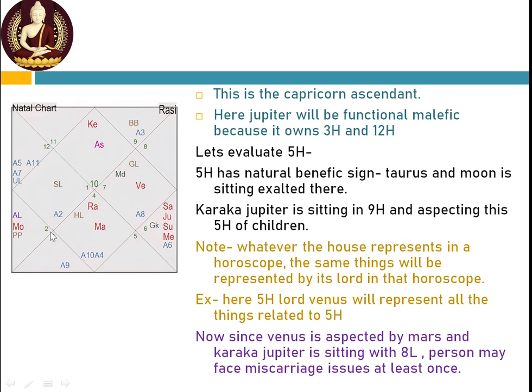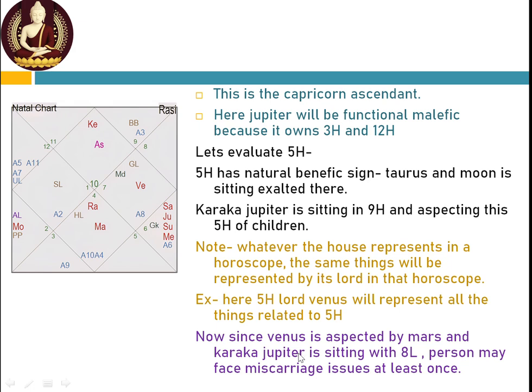Here fifth house has sign of Taurus, so fifth house has children, respect, status and education. Same thing will be represented by this Venus which is sitting here. So this person will strive for status and he will achieve status. Why? Because fifth lord is going in the Kendra, highest Kendra, 10th house and in its own sign.